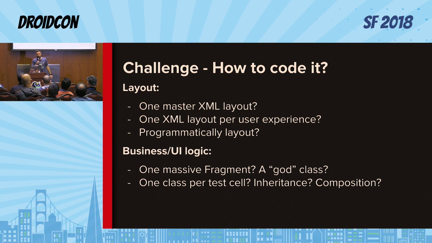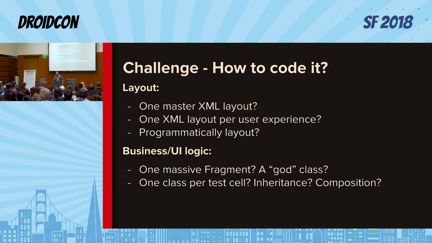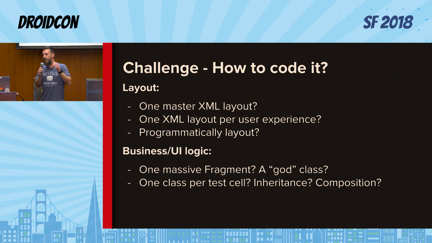What do you do with the business logic? One approach, if you have a master XML, you probably are going to have a master fragment that has to deal with that. And then you are going to have to inflate all those views and show that to provide the experience that you want for the specific users. Or you could do a little bit better. You could have one class per experience that you want to provide and organize a little bit better using composition or maybe inheritance.